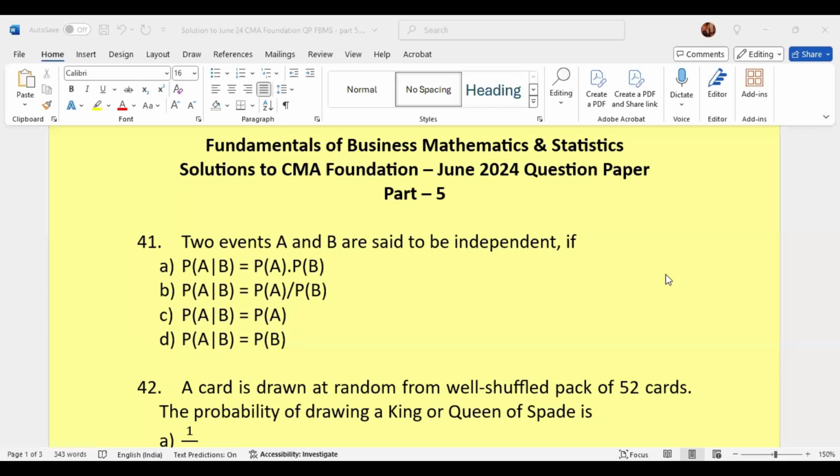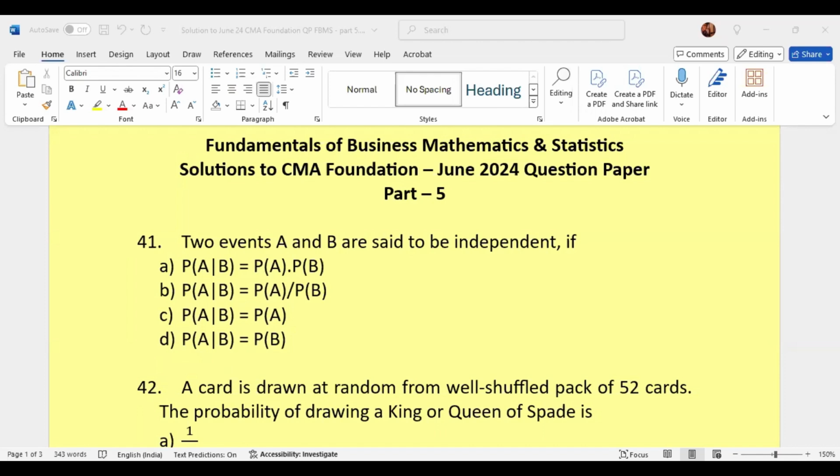Hello everyone. This is in continuation to solving of June 2024 question paper of CMA Foundation. The subject is Business Mathematics and Statistics. This is the fifth part and the last part of the question paper. Question number 41. Two events A and B are said to be independent if there are four options.